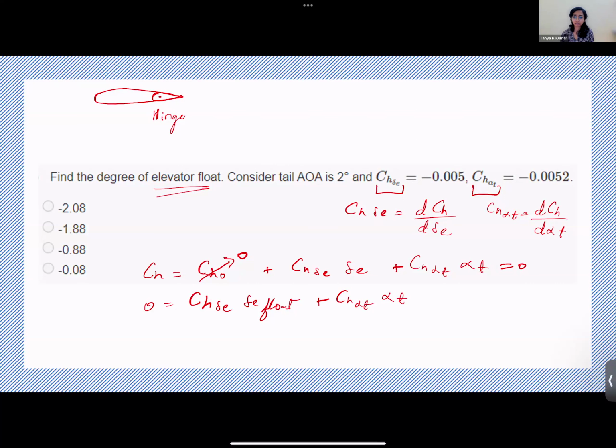Just substitute the values and let me know what delta E float is. Minus CH alpha tail by CH delta E into alpha tail. What is the value? You have all of these quantities. Minus 2.08. Okay, so it's minus 2.08. Correct. So that is the right answer.